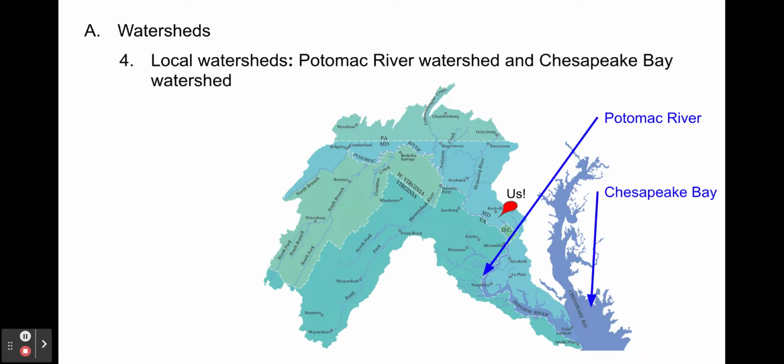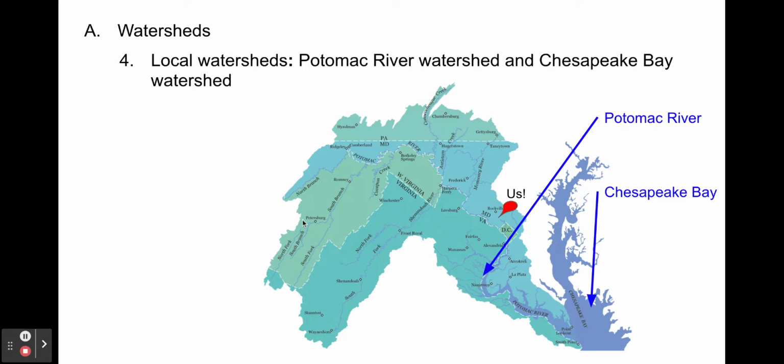Final detail in this section, detail 4, are local watersheds. We are part of 2 watersheds, the Potomac River watershed and the Chesapeake Bay watershed, because we, living here in the Bethesda, Chevy Chase, Silver Spring area, have surface water that flows into Rock Creek, which flows into the Potomac River. That makes us part of the Potomac River watershed. And that Potomac River flows into the Chesapeake Bay, so we're also part of the Chesapeake Bay watershed.